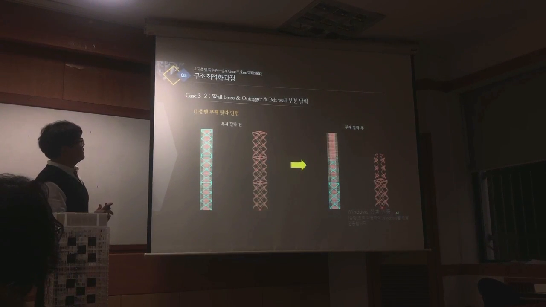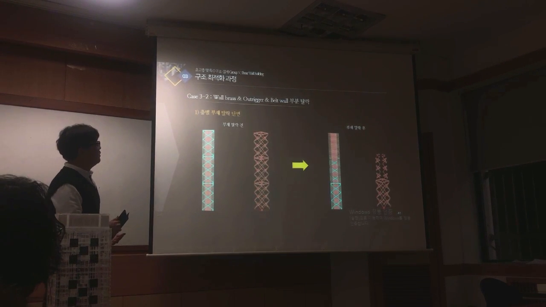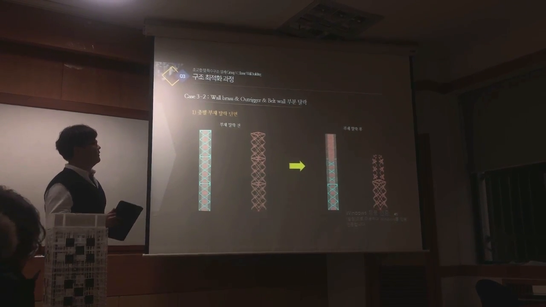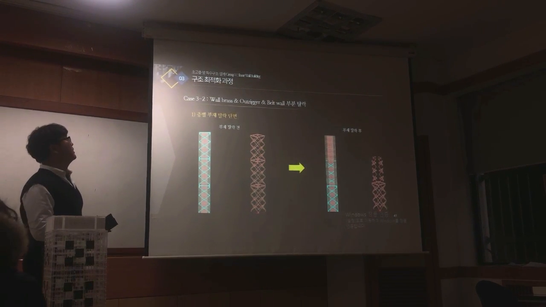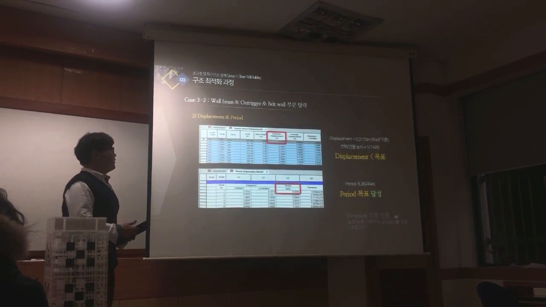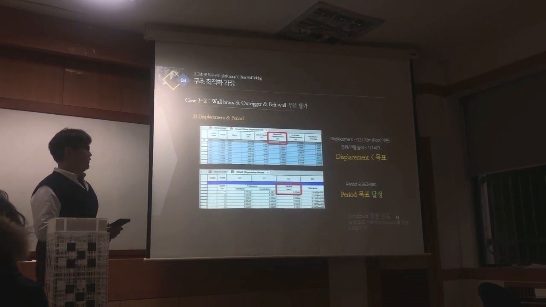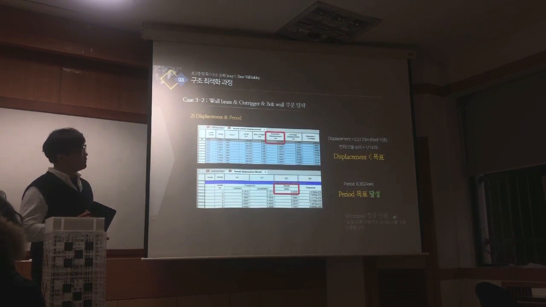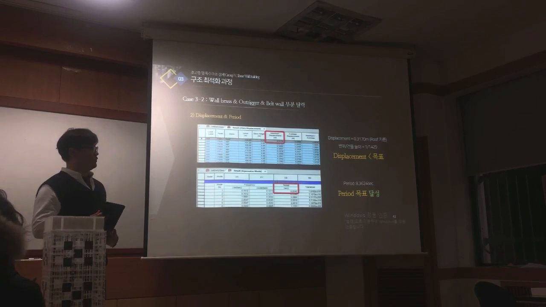So this is another picture showing before leaving out the components and after leaving out the components. Still, it's the same results. Displacement didn't reach our goals, but period has reached our goals.